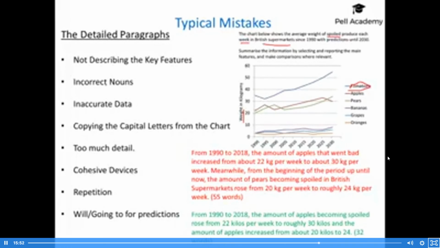The more benefits you have with regard to the time you have left over. And in this particular chart, we see that it's going up to 2030, the year 2030. So will and going to is not going to be acceptable in this essay. So you're going to have to use language for predicting. So for example, things like is predicted to, is forecast to, is projected to. This type of language is necessary.